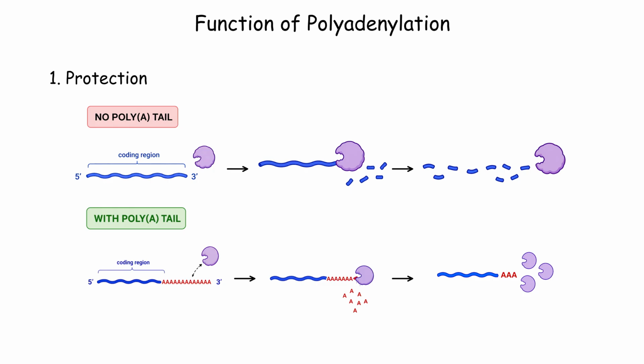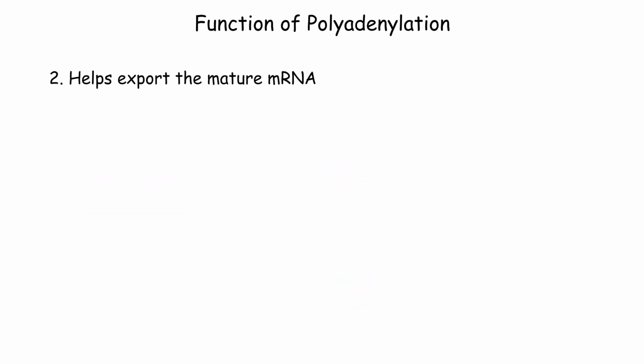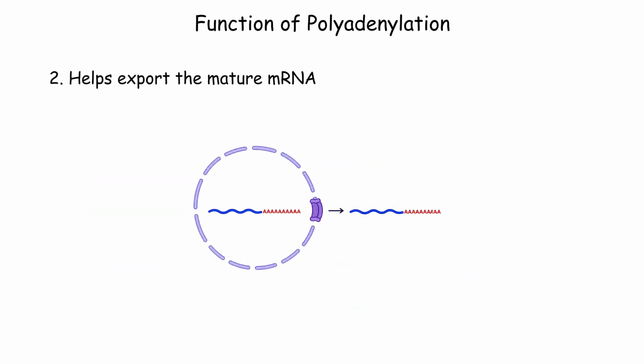A simple example is the plastic cap at the end of a shoelace. That cap prevents the shoelace from fraying. Similarly, the poly-A tail protects important coding regions of the mRNA from being degraded too quickly. Second, the poly-A tail helps export the mature mRNA from the nucleus into the cytoplasm. Protein synthesis happens in the cytoplasm, so the mRNA must leave the nucleus first.